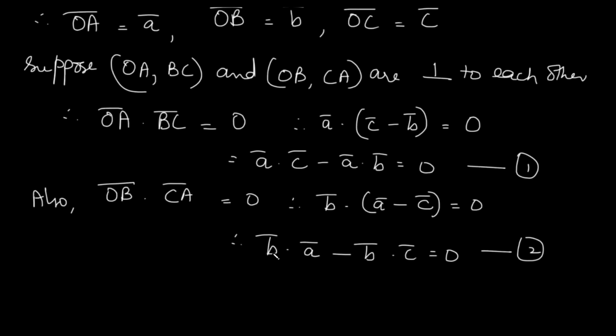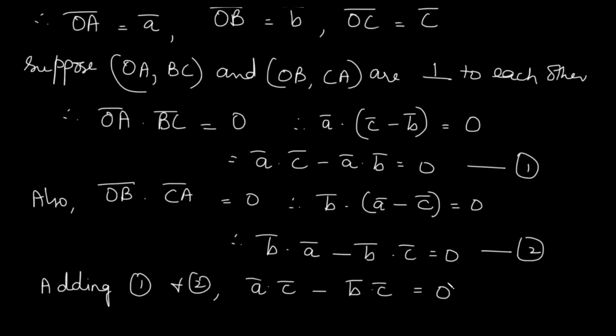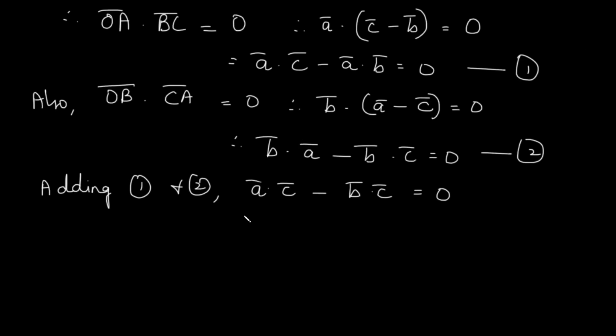Now remember, in dot product, B dot A is the same as A dot B. Dot product is commutative. So when we add 1 and 2, we want to prove that the third pair of opposite edges are also perpendicular. So adding 1 and 2, minus A dot B plus B dot A, both of them cancel out, they become 0. We get A dot C minus B dot C is equal to 0, which can also be written in this way.